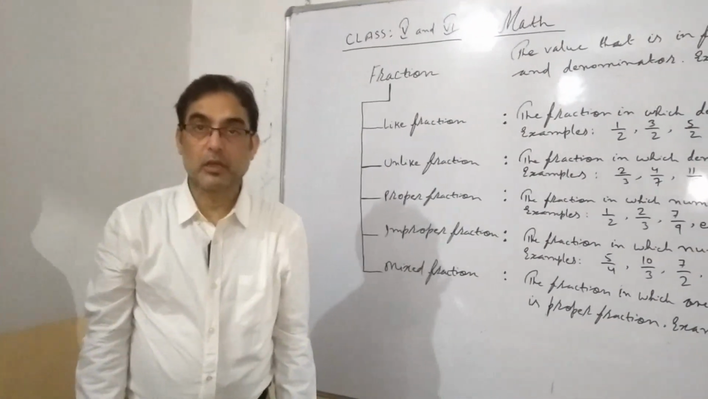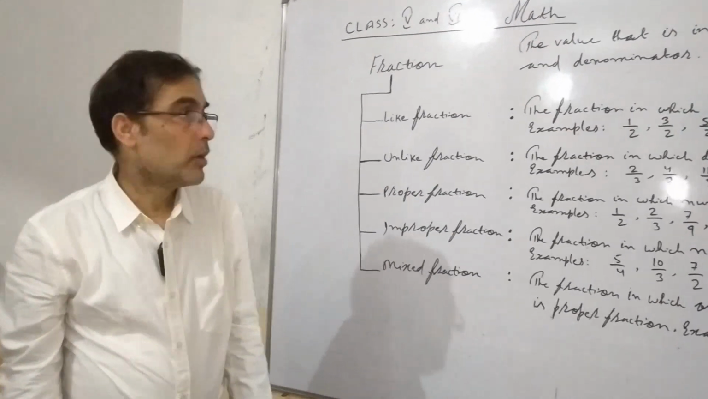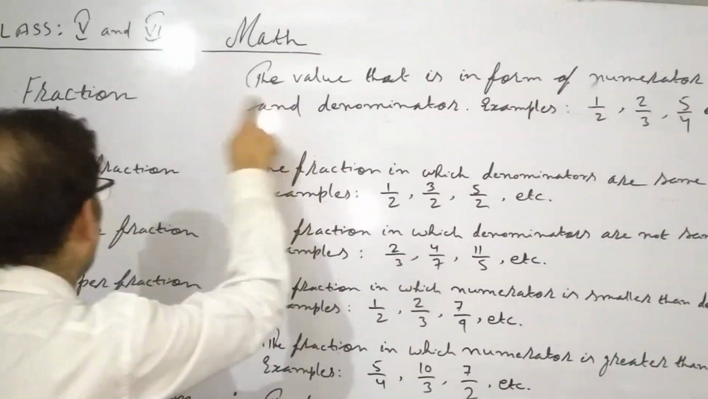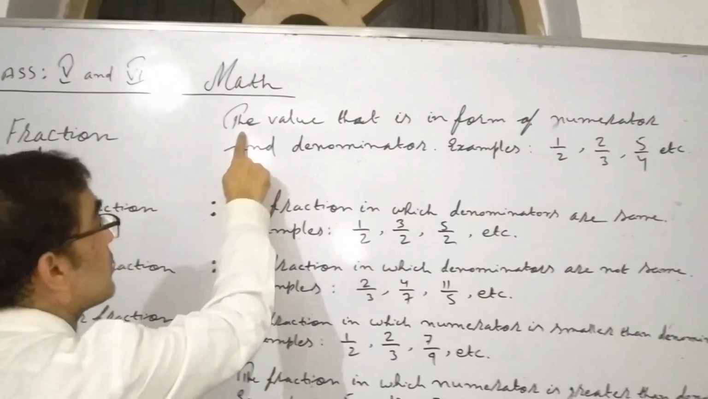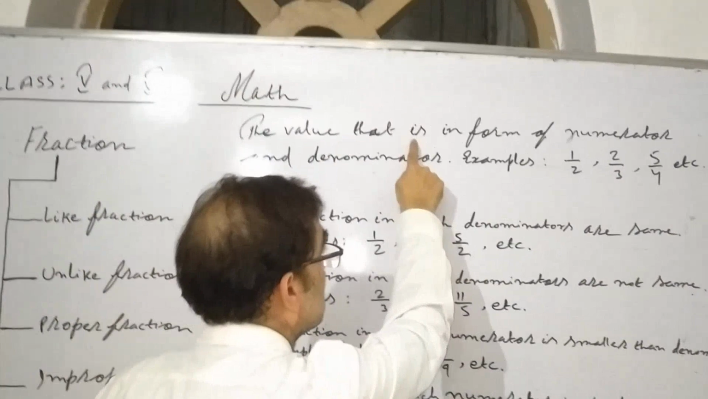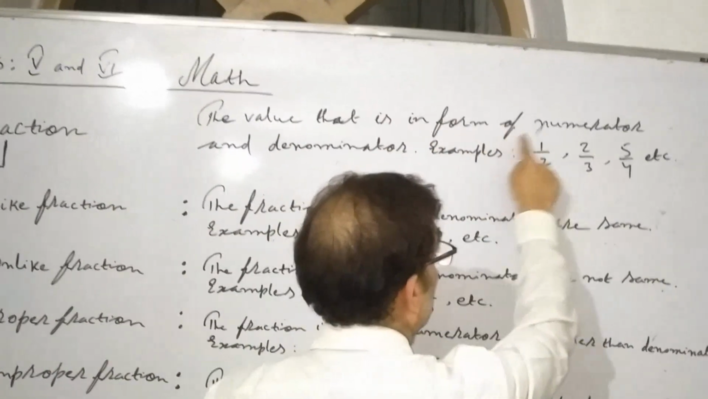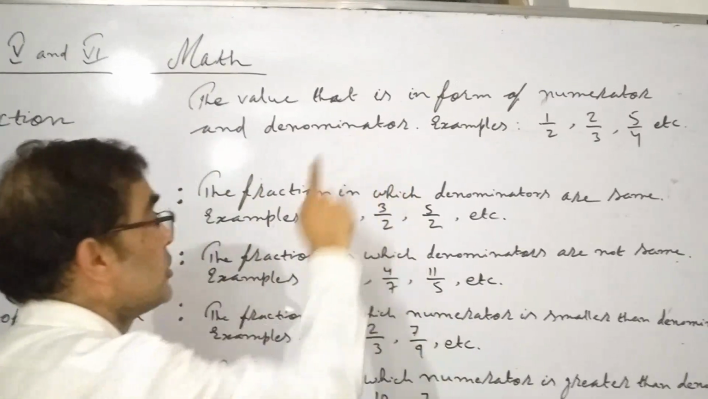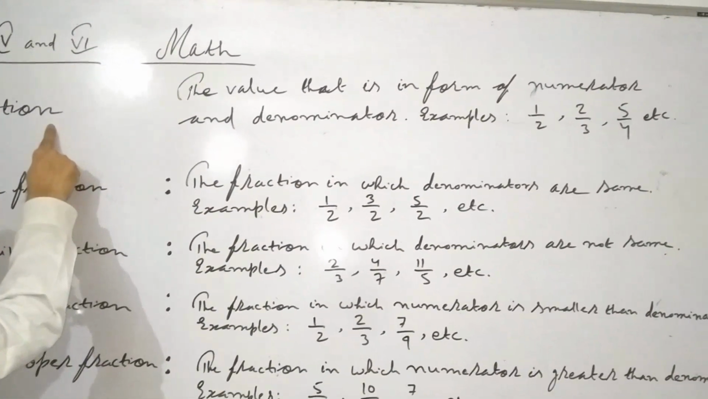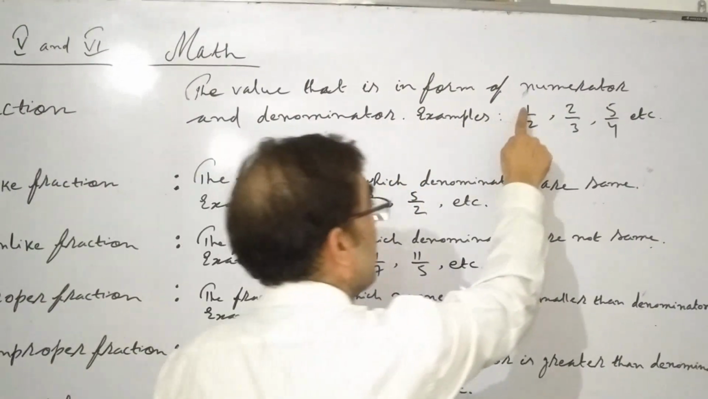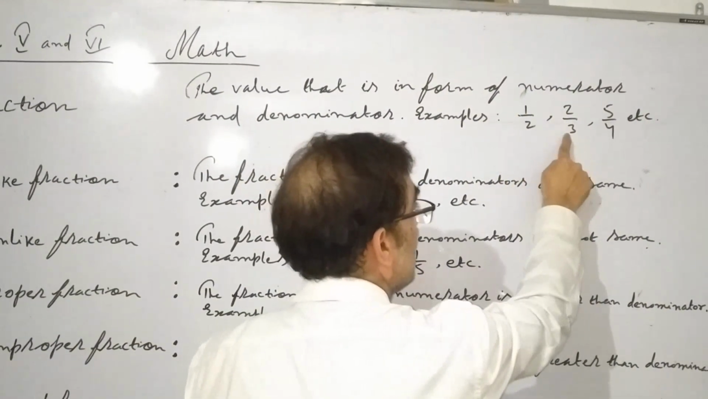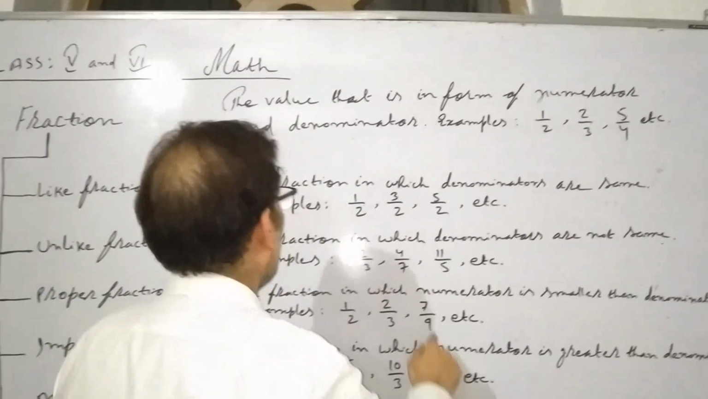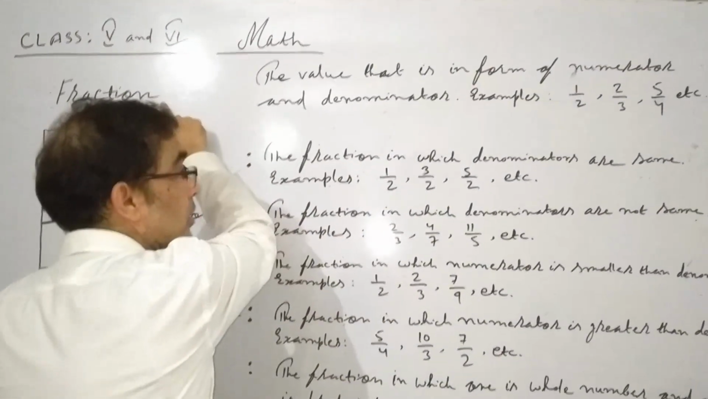What is a fraction? Here is the definition of a fraction. The value that is in the form of a numerator and denominator is called a fraction. Examples: 1 by 2, 2 by 3, 5 by 4, etc. are examples of fractions.